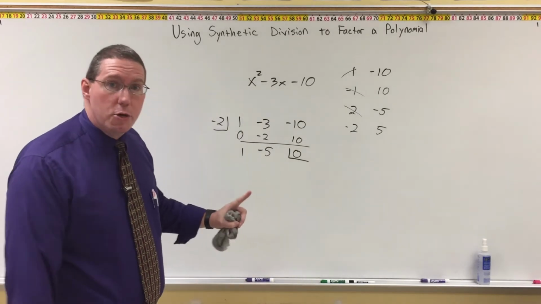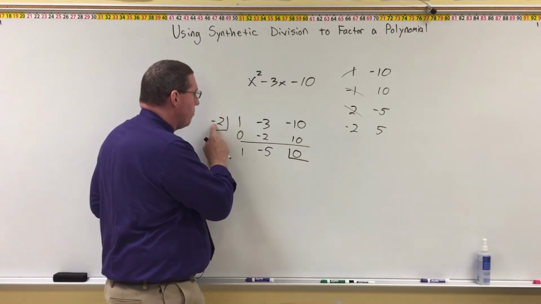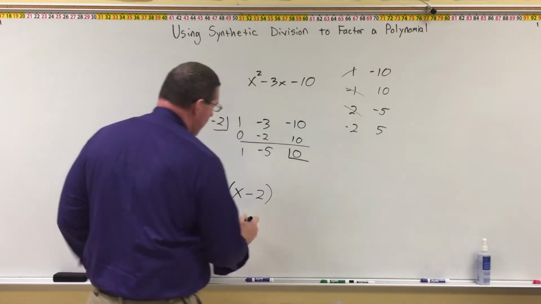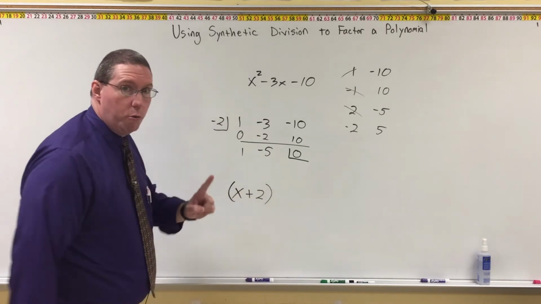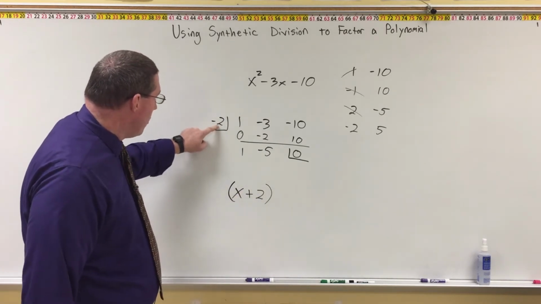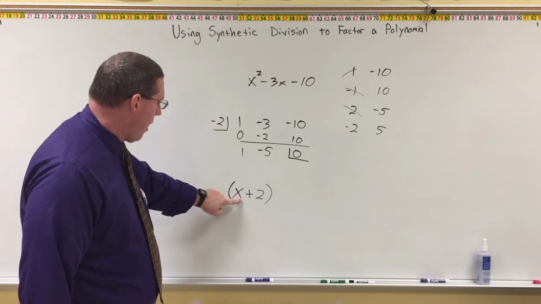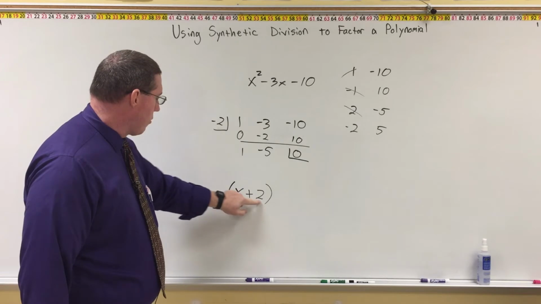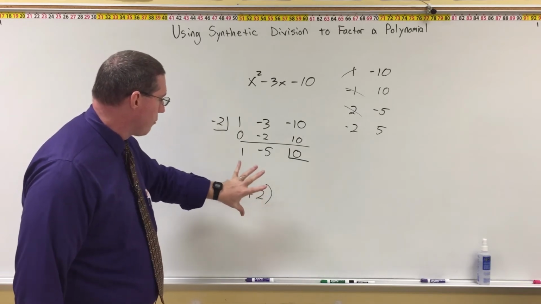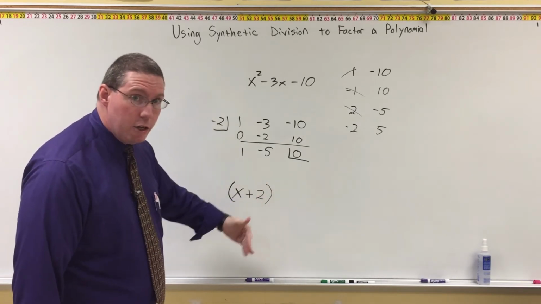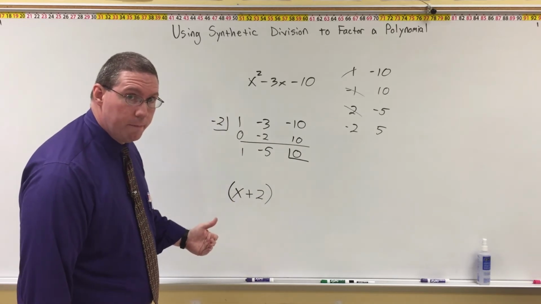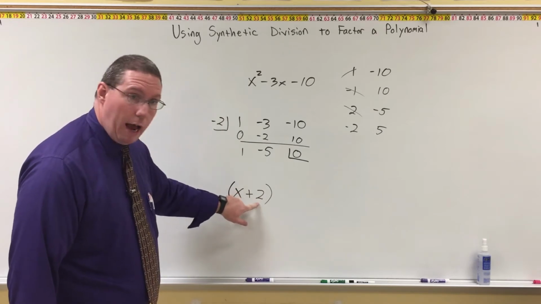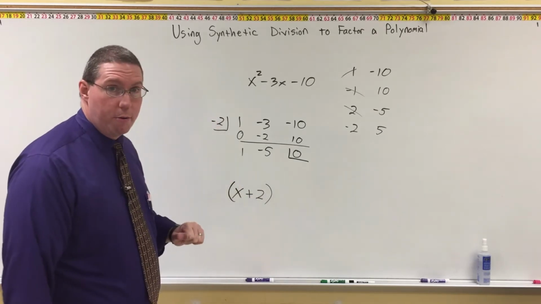Now, I want to remind you what this negative 2 means. It doesn't mean that our factor is x minus 2. It means that our factor is x plus 2. Remember that you have to be able to put this number in for x and then get 0. So, negative 2 plus 2 is 0. Therefore, one of our factors is x plus 2. Reminding you that when you do synthetic division, when you're dividing by this polynomial, you're reversing the sign of this. If it says plus 2, you're putting minus 2 here, right?